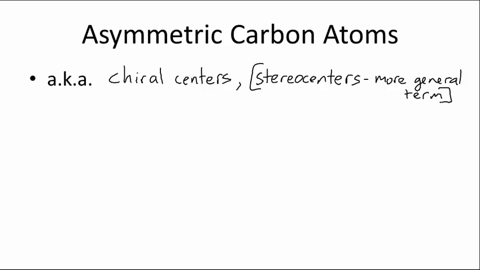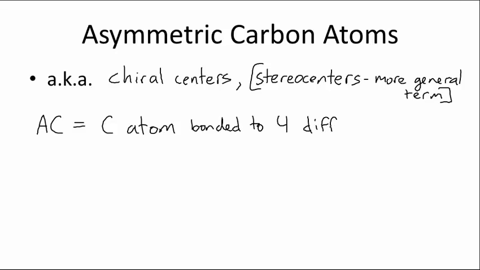But an asymmetric carbon or a chiral center is going to be a carbon atom bonded to 4 different groups. And I want to emphasize groups there, because if it's bonded to a methyl group and an ethyl group, both of those would be bonded to a carbon atom. So it's not that it has to be bonded to 4 different kinds of atoms. It has to be bonded to 4 different groups. So in that case, a methyl group and an ethyl group counts differently.